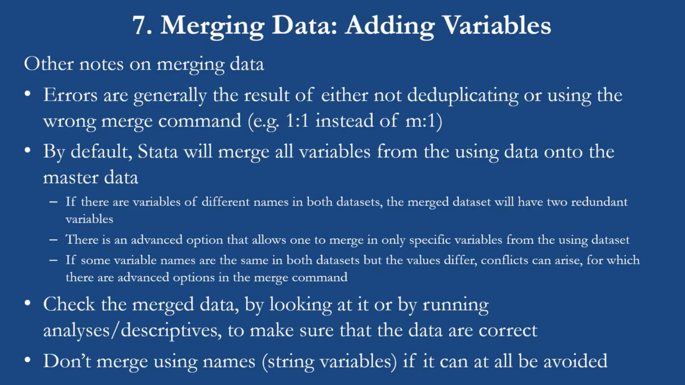Another thing to keep in mind is, by default, Stata is going to merge all of the variables from your using data onto the master data. If there are variables of different names in both data sets, you're just going to wind up with duplicated variables, and Stata is case sensitive. In the example that I'll show you, even though the contents are the same and the name is really the same, because there are capital letters in one and not the other, you'll just wind up with duplicated variables.